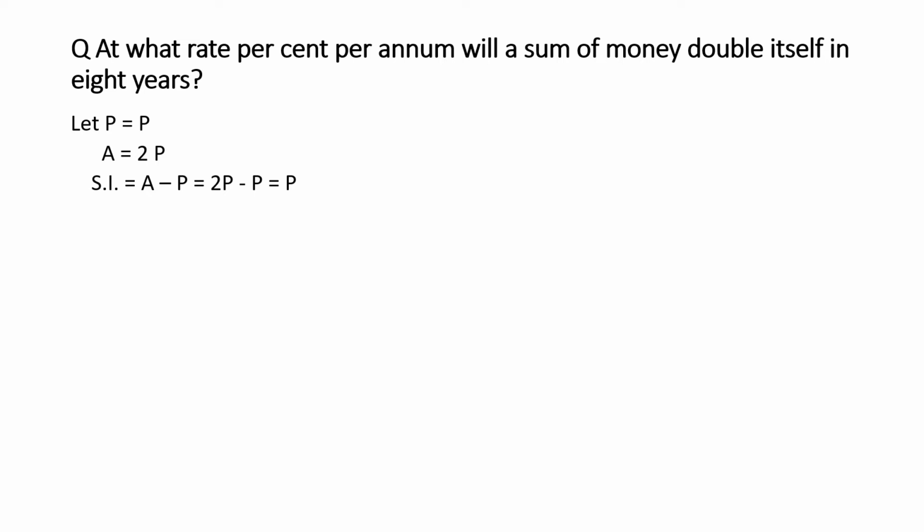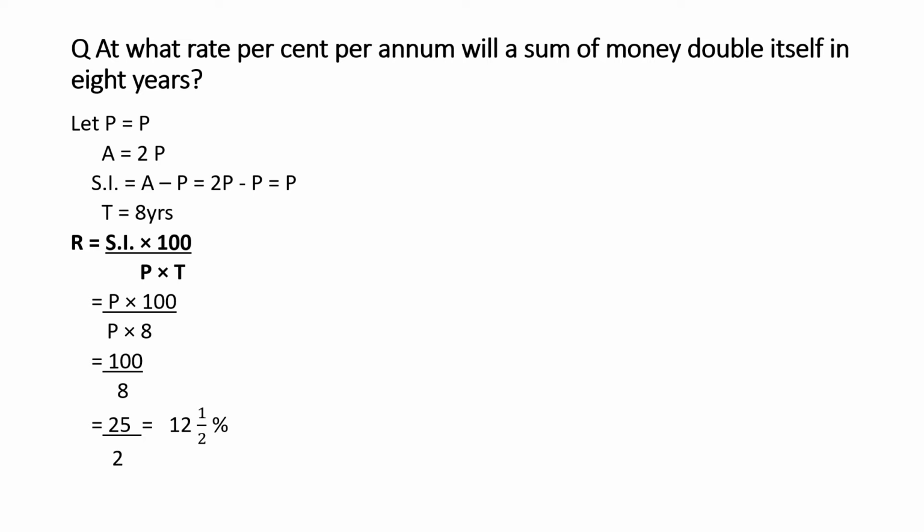Now we have principal, simple interest, time. We will apply the formula for rate of interest: simple interest into 100 upon p into t. Put down the values of simple interest, principal and t in this formula: p into 100 upon p into 8. p gets cancelled off, and we are left with 100 by 8, that is equal to 25 by 2, that is 12 and 1 by 2%. We have found the rate of interest is 12 and 1 by 2%.